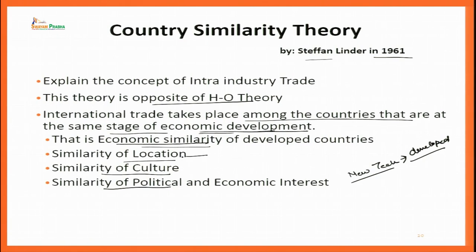Second is the basis of location, on which trading may take place, like regional trade blocks are formed. From this perspective, countries living together form a block and start trading with each other. SAARC is formed from this perspective, that nearby countries come together. ASEAN is formed with nearby countries coming together. NAFTA is formed, nearby countries coming together to do business. So, that is similarity of location.